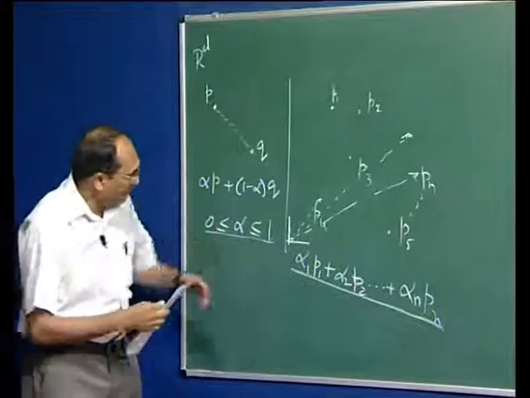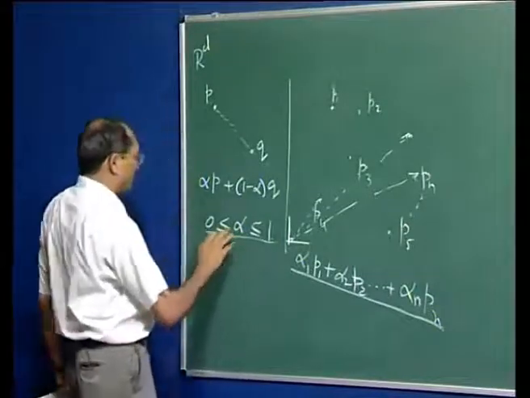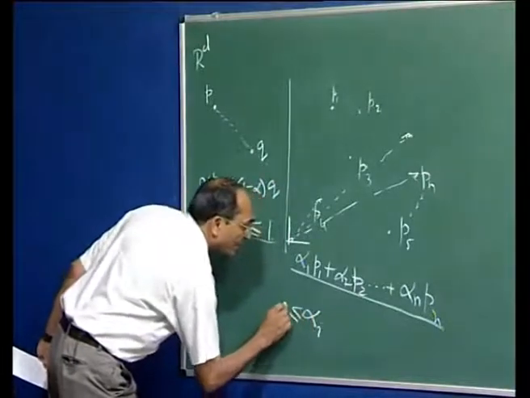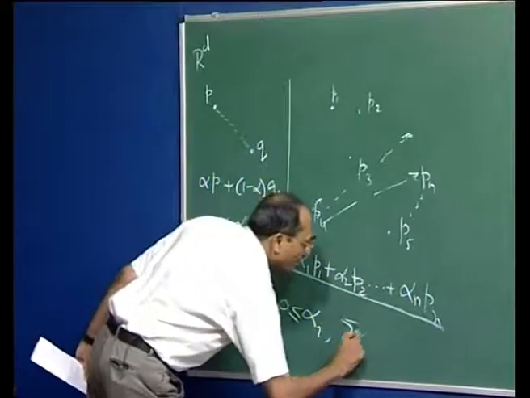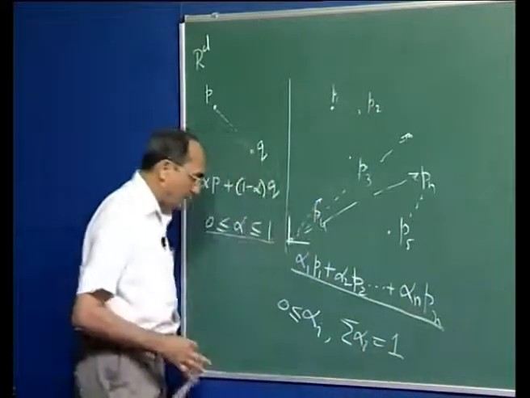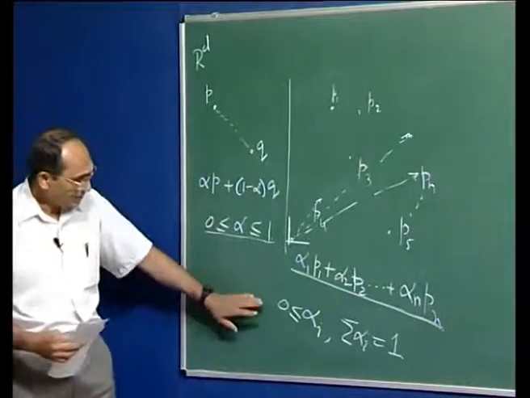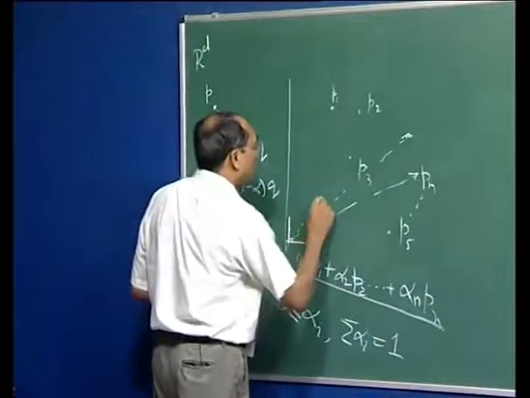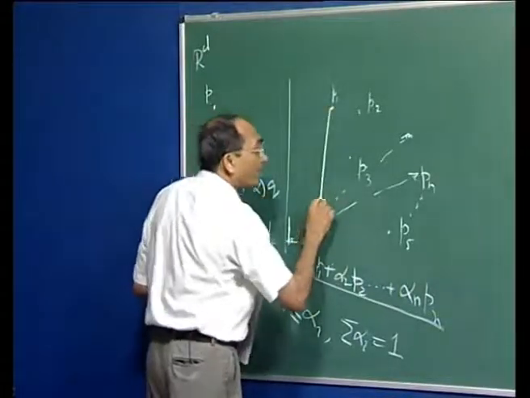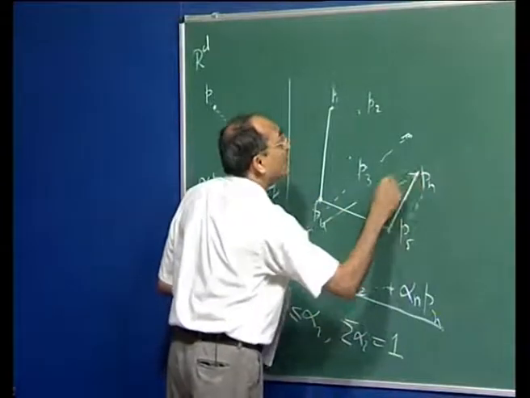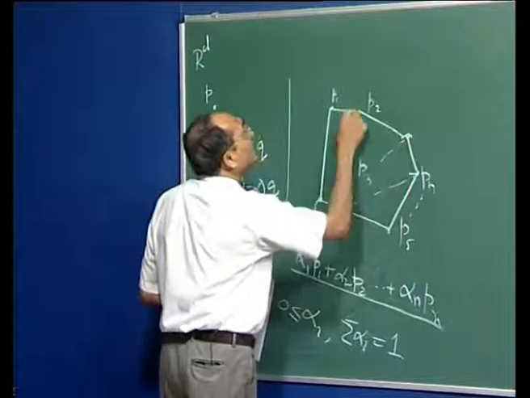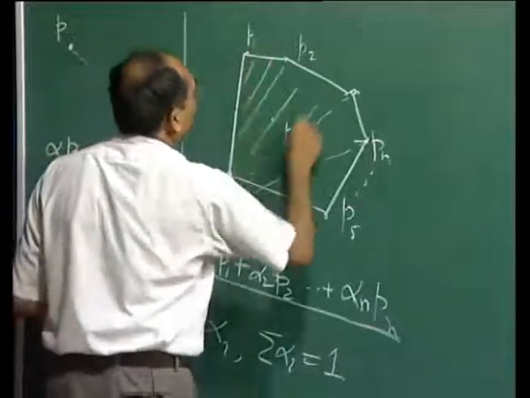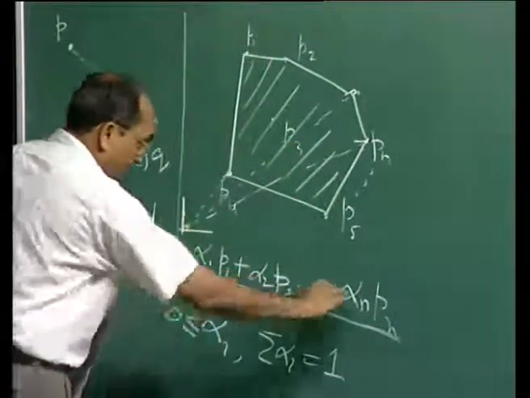if we restrict ourselves to such a constraint, on the other hand, where each of these alphas is non-negative and the sum of these alphas is 1, this is equivalent to this constraint. Then it describes a convex region defined by these points. Say if we had these points, then this entire region is spanned by this expression.